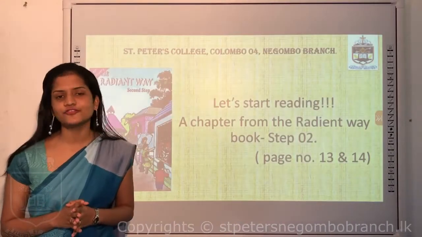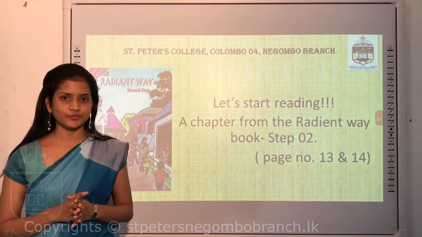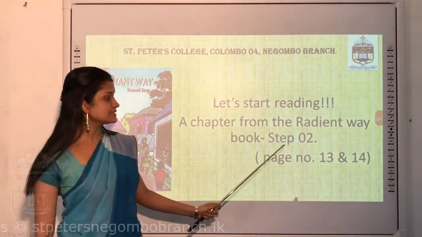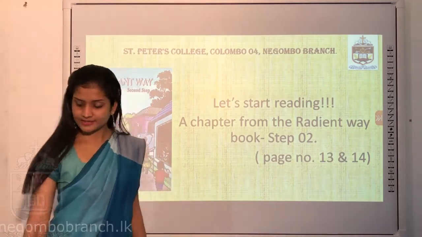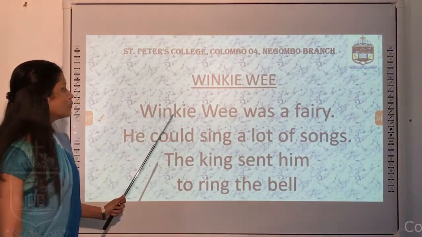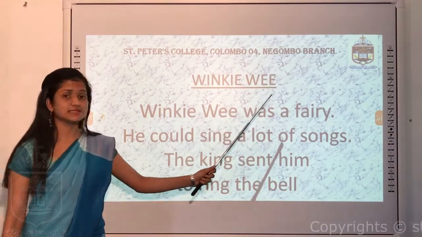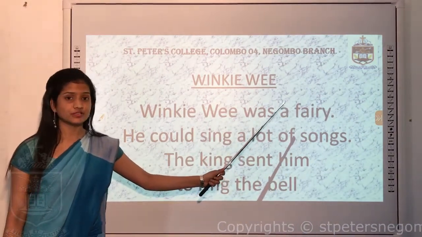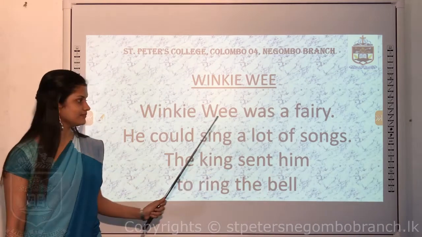Thank you. Let's start reading a chapter from the Radiant Playbook Step 2. Page numbers 13 and 14. The lesson is Winkie Wee. Winkie Wee was a fairy. Children, please read after me.